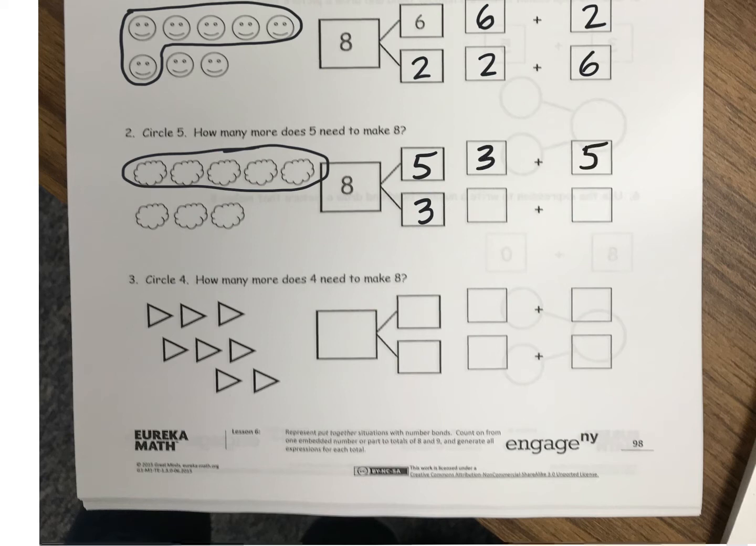3 plus 5. Cameron, what is the commutative property of 3 plus 5? Everybody say part, switch. 5 plus 3. You got it. 5 plus 3.